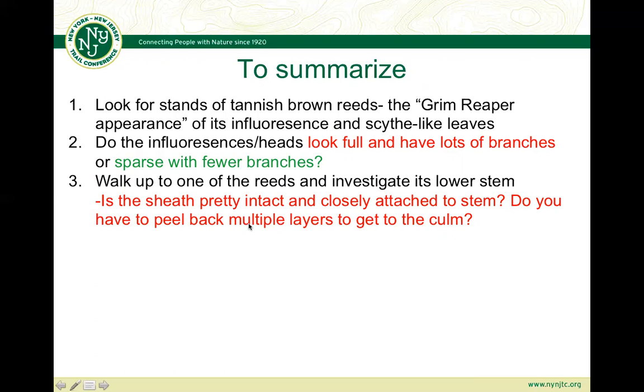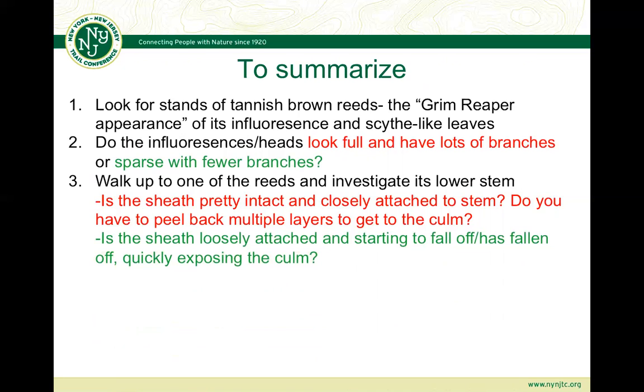If the sheath is pretty intact and you're peeling back lots of layers to get to the inner culm, then it's probably invasive Phragmites. However, if the sheath is loosely attached with large gaps between the layer and the culm, or the sheath is starting to fall off, has fallen off, quickly exposing the culm, then it's more indicative of native Phragmites.